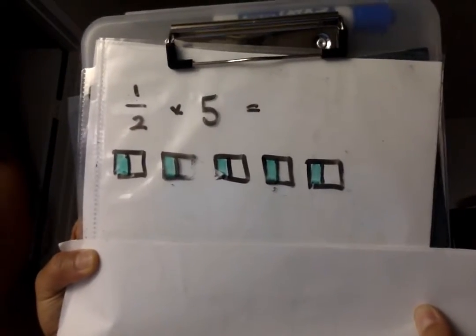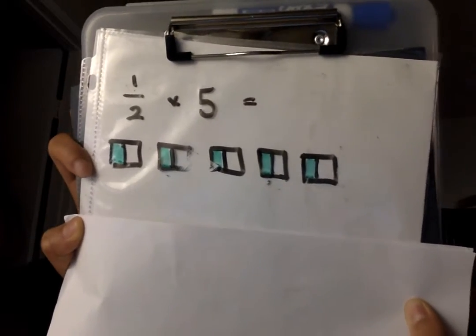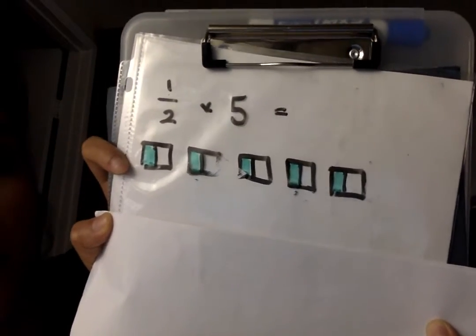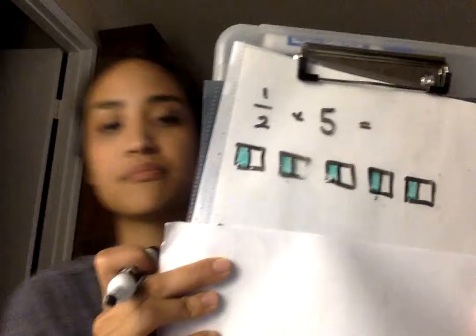Enough of me talking. Let's start off with something simple: 1/2 times 5. You can see I've drawn each block, I've cut them in half, and I've drawn 5 of them. Let me grab my marker. So 1/2 times 5, pretty simple and easy to draw. For your video response problem, I'm going to have you draw something like this.